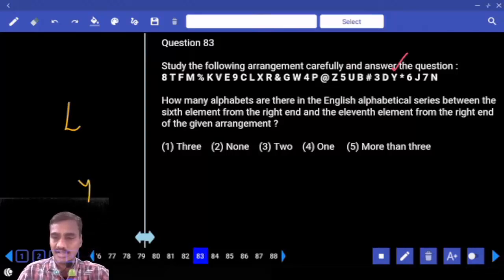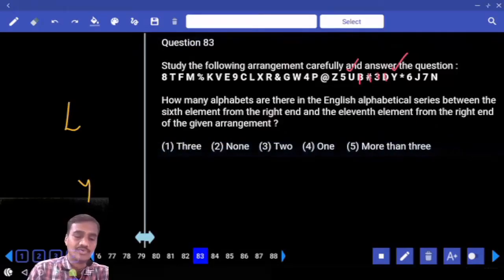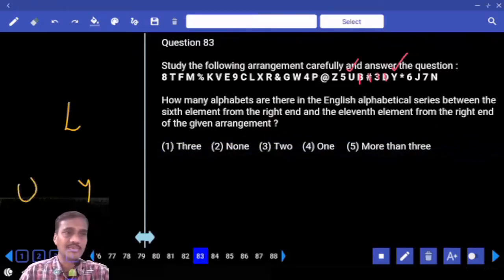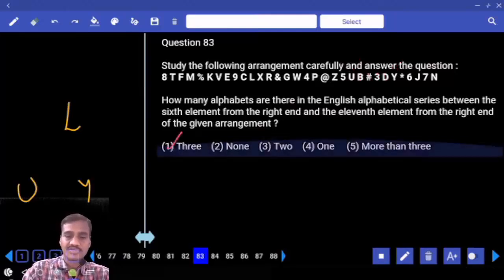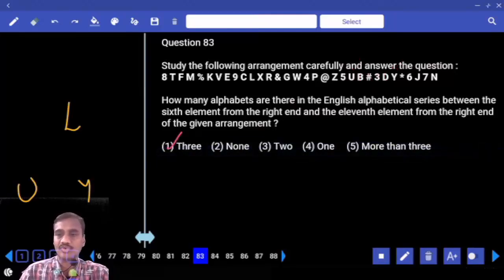Y. And the 11th element from the right, 7, 8, 9, 10, 11. Now U. Now between U and Y, tell me how many letters are there in the English alphabet? Between U and Y, V, W and X are the 3 letters we have, isn't it? Now 3, that is given in choice 1.